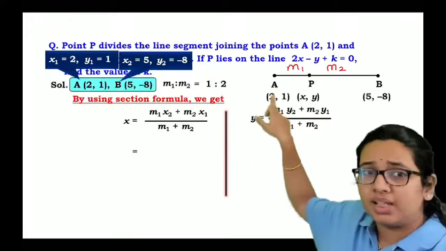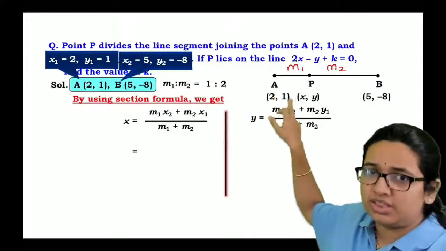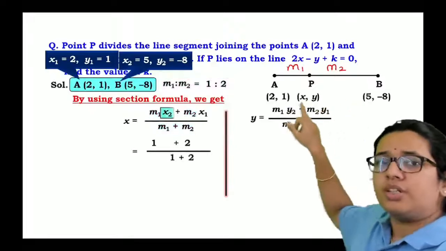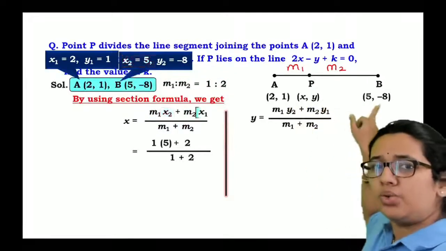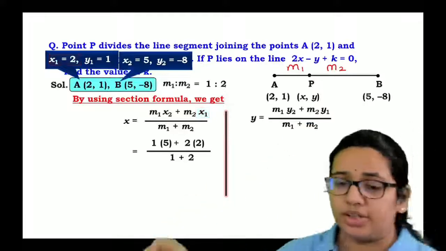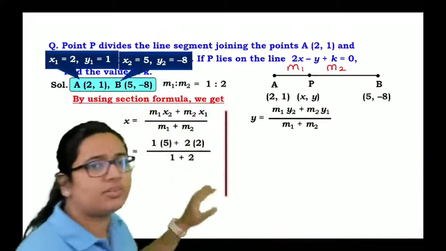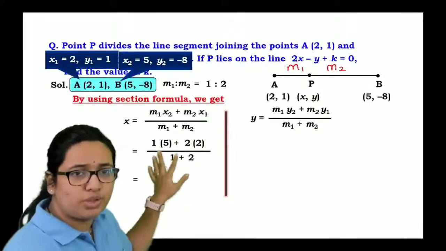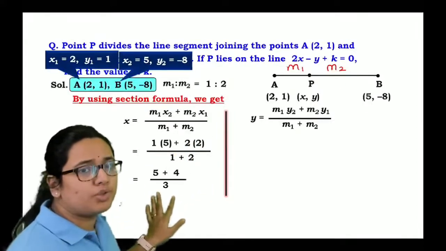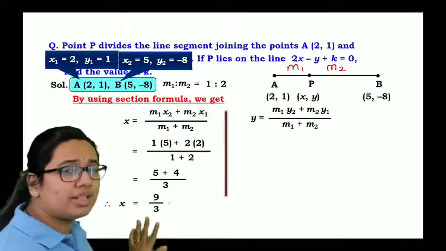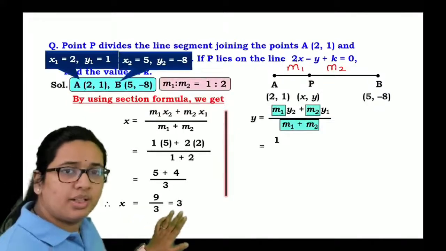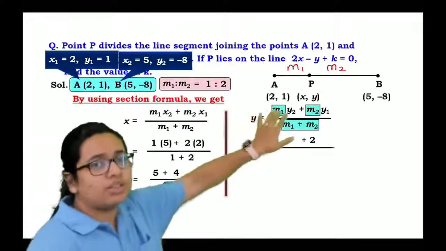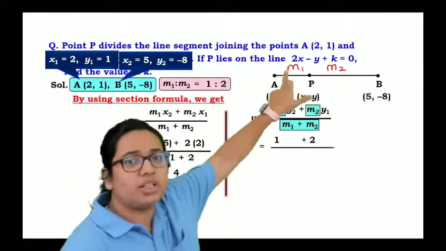What are you getting for x1? Whatever the coordinates are, x1 add on this. So x1 will be 2, x2 will be 5, y1 will be 1, y2 will be the y coordinate of B. So you just put the values of m1, x2, m2, x1, which will be 5 upon 4 plus 3, which is nothing but 9 by 3, which is equal to 3. Okay, done with this.